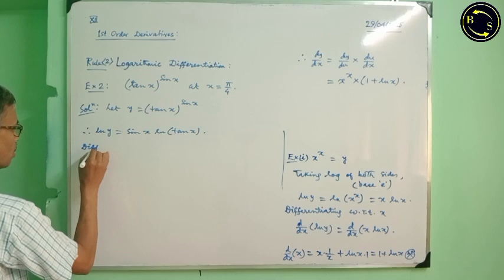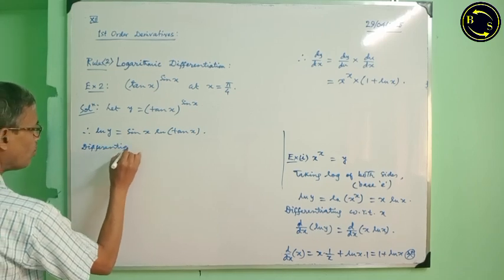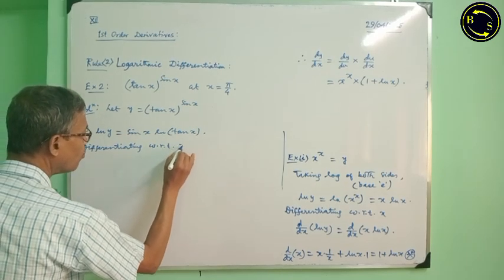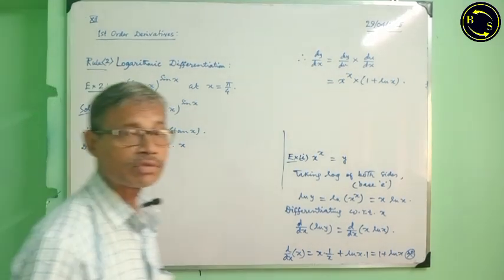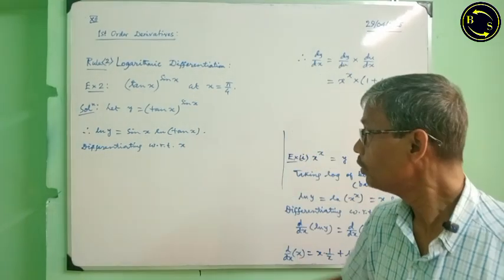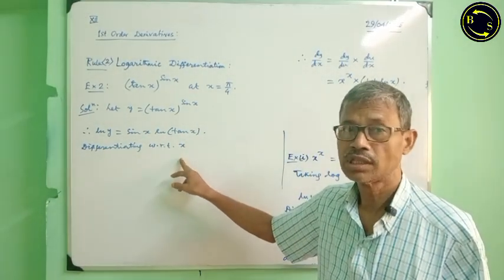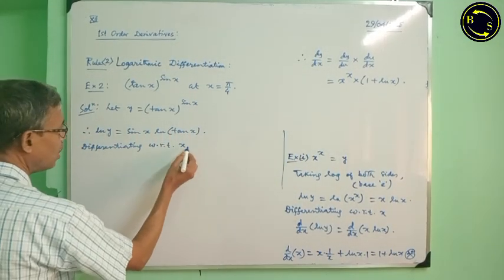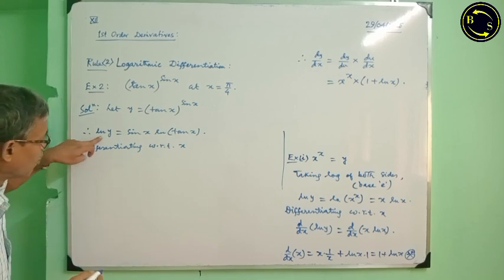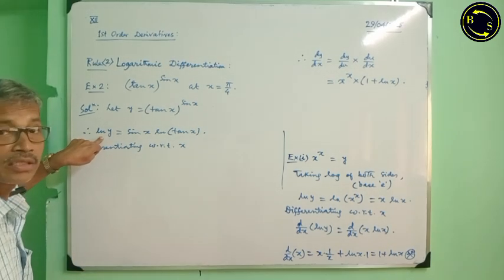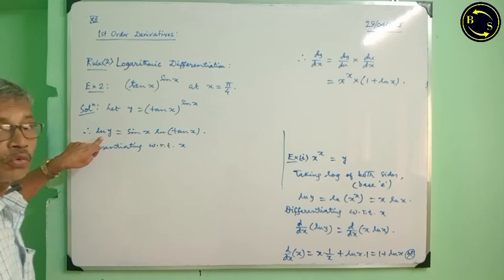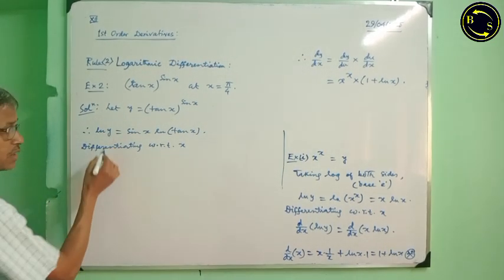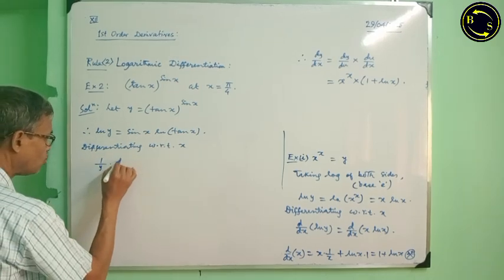Differentiating. I always suggest my students you use these statements. Now I skip the step. Log of y, we are differentiating with respect to x. Therefore, in this step, we have to use chain rule. I write directly derivative of this with respect to y, that is 1 by y into dy/dx.